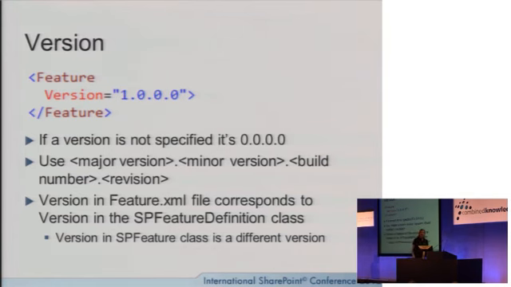The version number in the feature.xml corresponds to the version number in the SPFeatureDefinition class. There's also a version number in the SPFeature class, but that's a different version number. So be aware, if you're mixing up code and declarative approach, that you don't get the wrong version number and get confused.